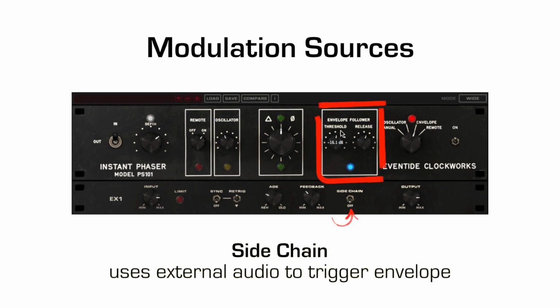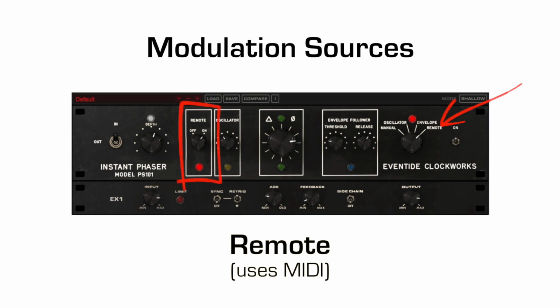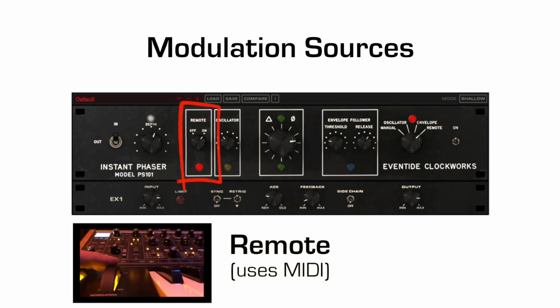The sidechain switch allows an external signal to trigger the envelope follower. Remote mode enables MIDI control over the phase shift. Note that in addition to selecting the mod source, the remote knob must be set to on. Remote is great for live use, as you can modulate the phase shift using the modulation wheel on a keyboard without reaching for the mouse.